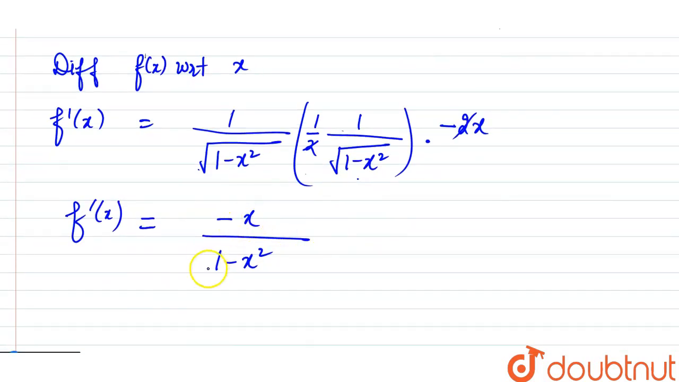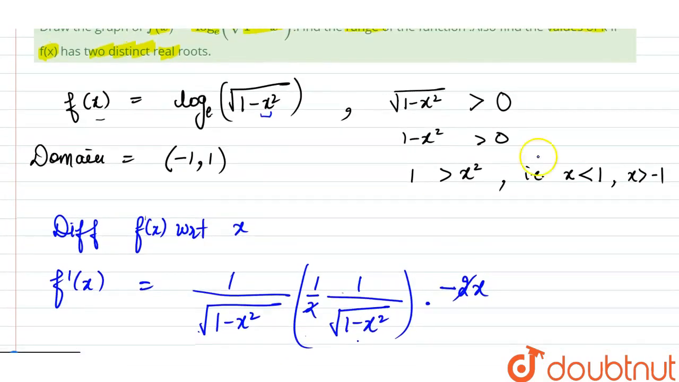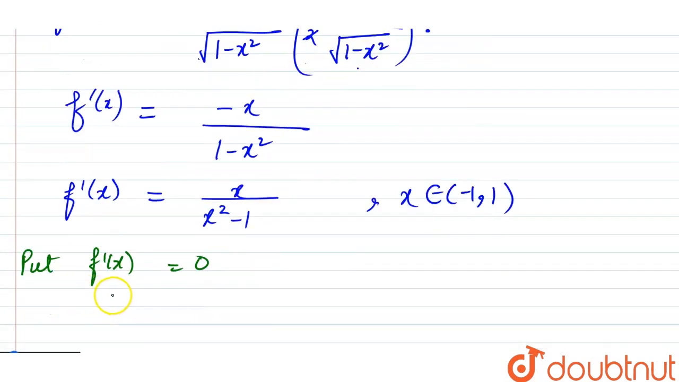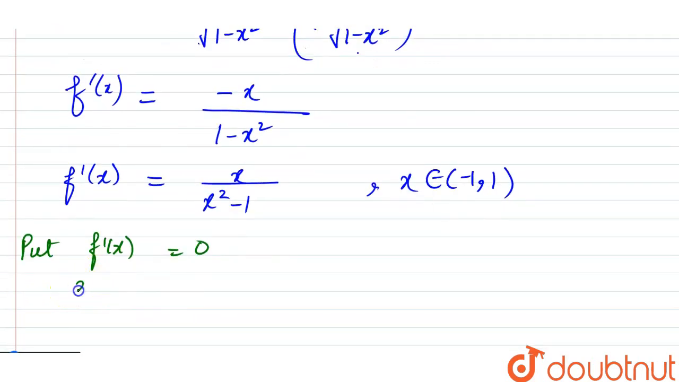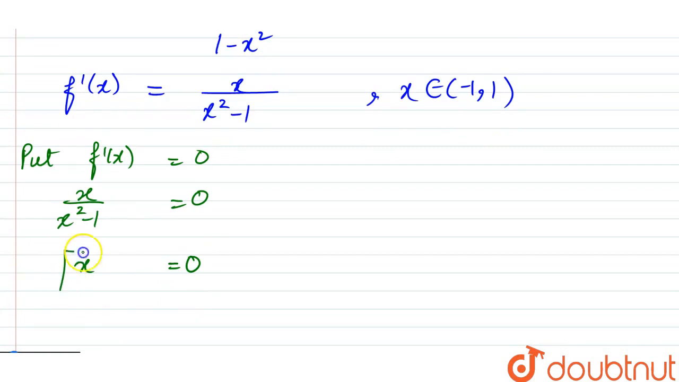So on taking minus in the denominator, this will become f dash x is x upon x square minus 1, where x we know we have defined the domain. x is lying from minus 1 to 1 open interval. Now we will put f dash x equals 0 in order to find the critical points. So x upon x square minus 1 is equal to 0. This is x equals 0. So the critical point is x equals 0.